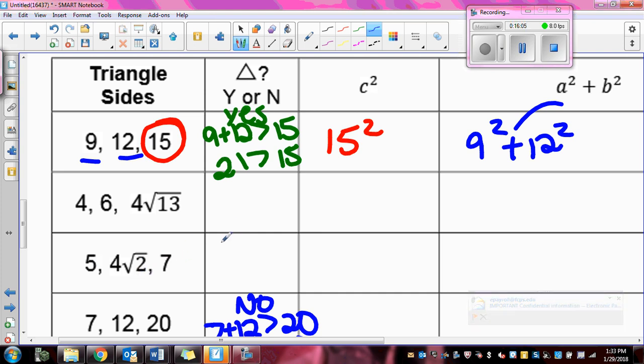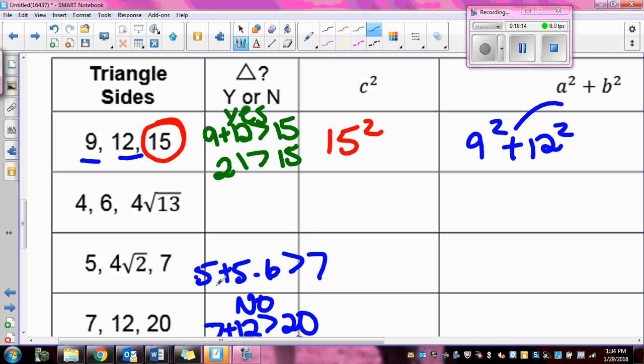So 5, I'm going to write it down. 5 plus 5.6568, right? Is that greater than 7? Yeah, that's like 10.6. So we're going to say yes. Perfect. This is at least a triangle. It might be not a right, but we'll check. So c squared. C has to be my biggest side, and that's 7. So we're going to say 7 squared, which is 49.